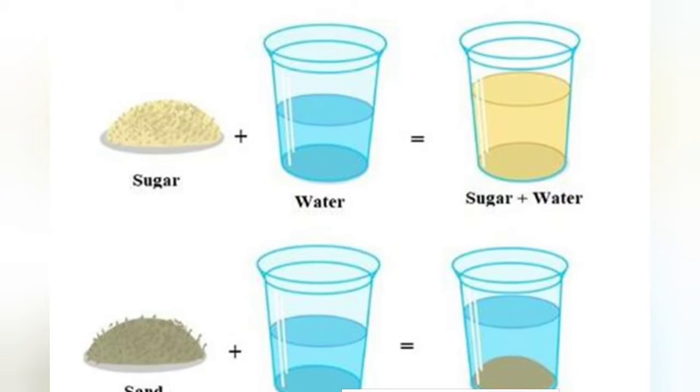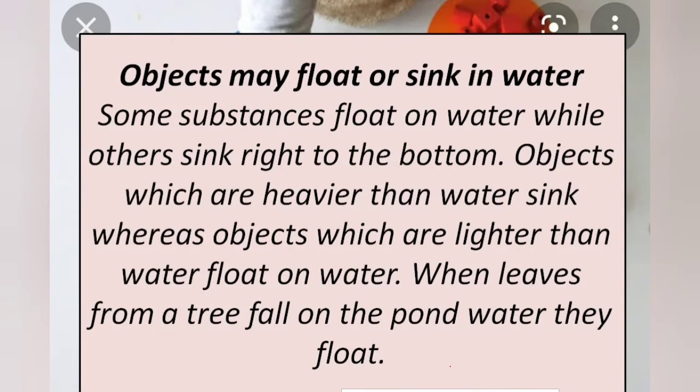When sugar is added to the water, sugar plus water, it mixes up. When sand is added to the water, sand sits down like this. So this is known as sedimentation. Okay, when sedimentation happens with any substance, we call it insoluble in the water.